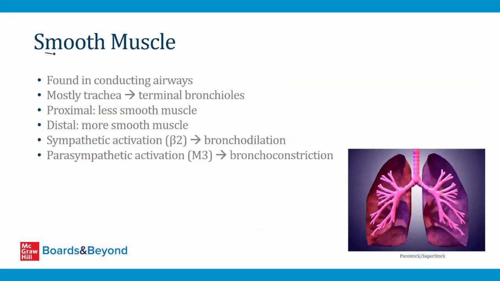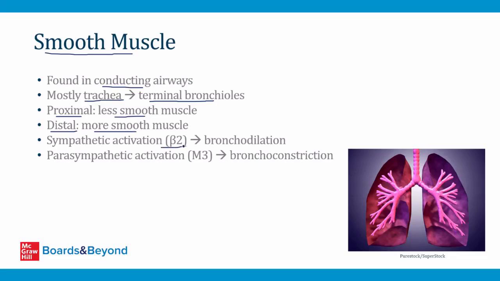Let's talk about smooth muscle. So you can find smooth muscle in the conducting portions of the airways. Mostly you find it at the level of the trachea all the way down to the level of the terminal bronchioles. Proximally, like in the trachea, there's less smooth muscle. The trachea is mostly cartilage with just a little bit of smooth muscle. And then distally, like in the terminal bronchioles, you find lots of smooth muscle and less cartilage. And this is important for sympathetic and parasympathetic activity.